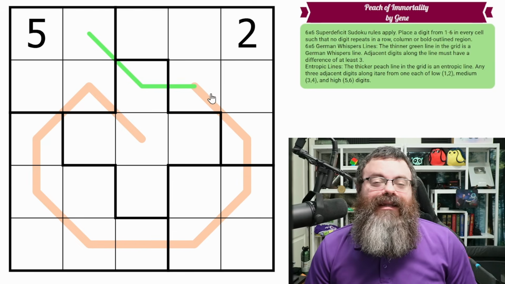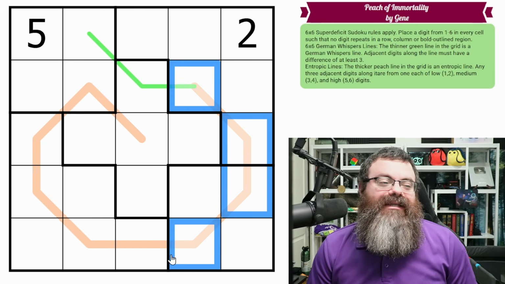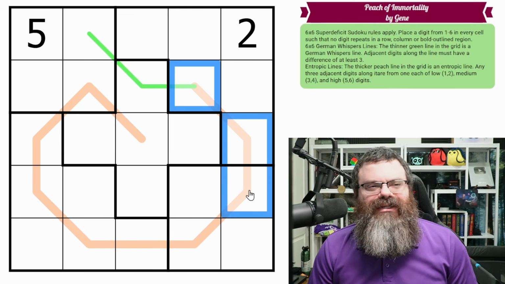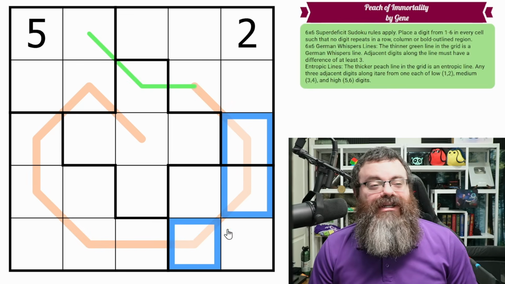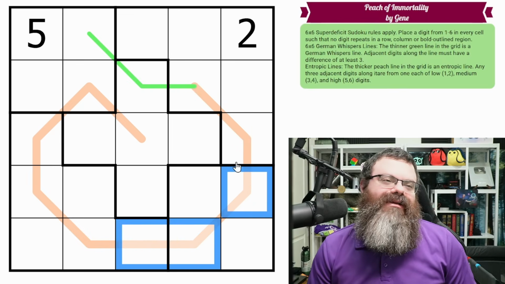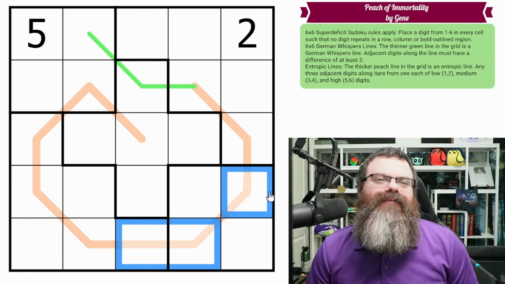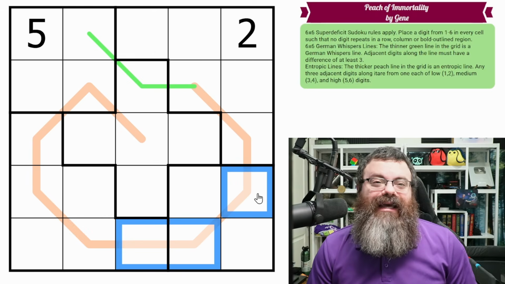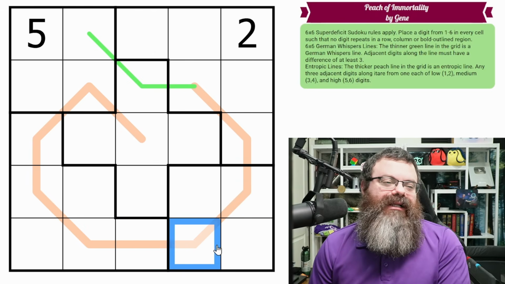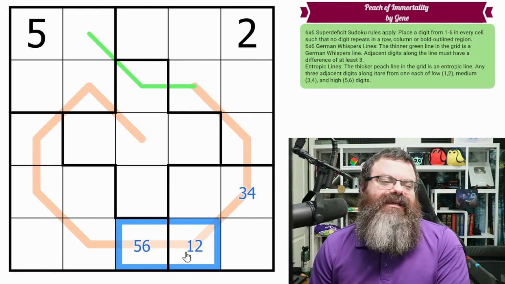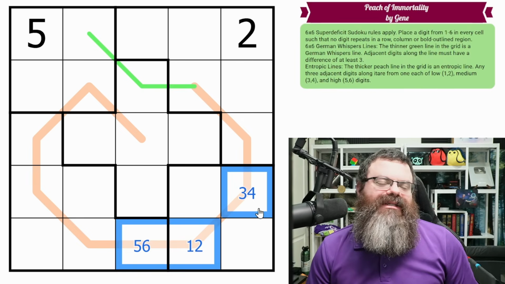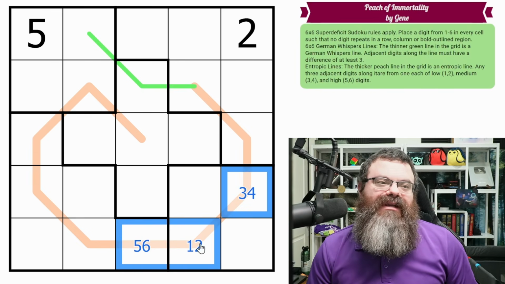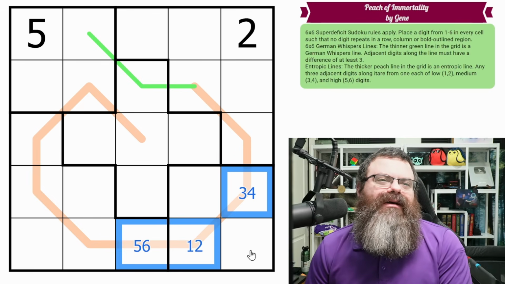All right, and then entropic lines. This peach line is an entropic line. So the way this works is you take any 3 adjacent digits, like these 3 adjacent digits, these 3 adjacent digits, these 3 adjacent digits, so it completely overlaps. Any 3 adjacent digits, you're going to have 1 each of a low, medium, and high digit. Low being 1, 2, medium being 3, 4, high being 5, 6. So the order doesn't matter, but what matters is that we have exactly 1 of each. So once we have a 1, 2 within this group of 3, we can't have another 1, 2. All right. And that's it.